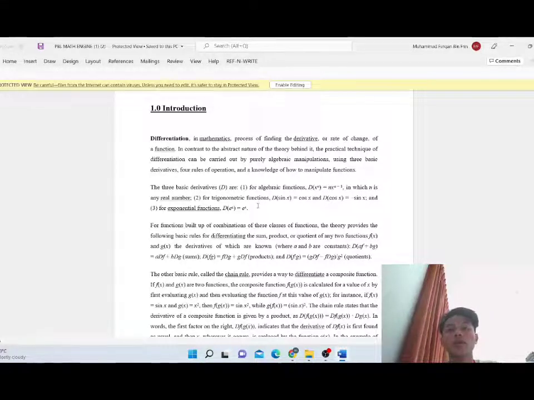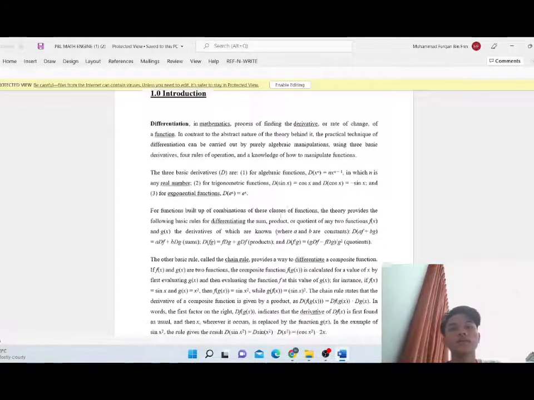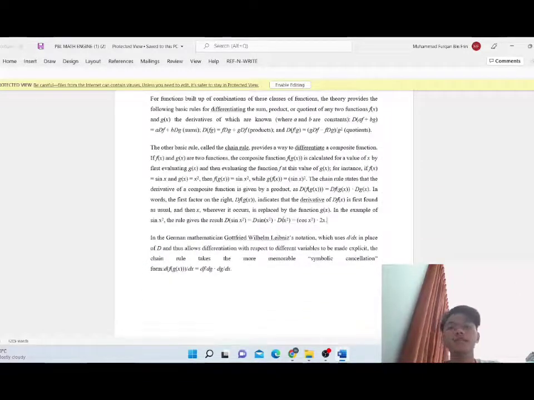There is another basic rule which we call the chain rule. The chain rule provides a way to differentiate a composite function. In the German mathematician Gottfried Wilhelm Leibniz's notation, which used d/dx in place of d', this allows differentiation with respect to different variables to be made explicit. The chain rule takes the more memorable symbolic cancellation form.